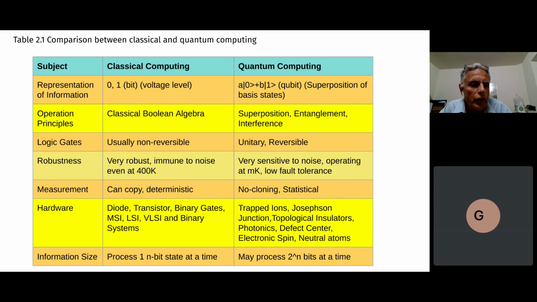Measurement: everything is deterministic in classical computing, so you can copy anything and carry it forward. But in quantum computing, there is no cloning. You cannot copy anything, because if you try to measure, it will disappear, because coherence is an important factor, and that's why you call it statistical.